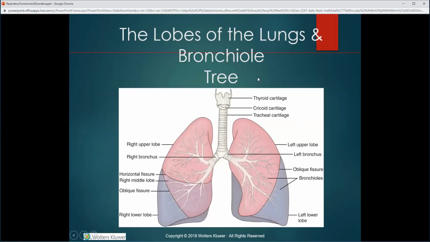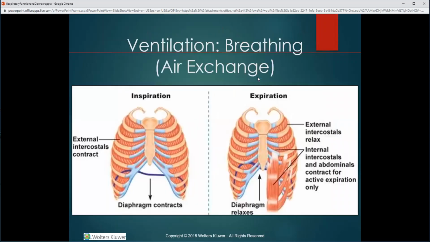Here are just more pictures of the lungs in case you didn't get it the first time. Ventilation. So remember I was talking about the diaphragm. The diaphragm contracts. It's up here, up under the lung. It's going to contract and go down, causing negative air pressure, negative pressure in the lung. When you think of negative pressure, think of a vacuum.